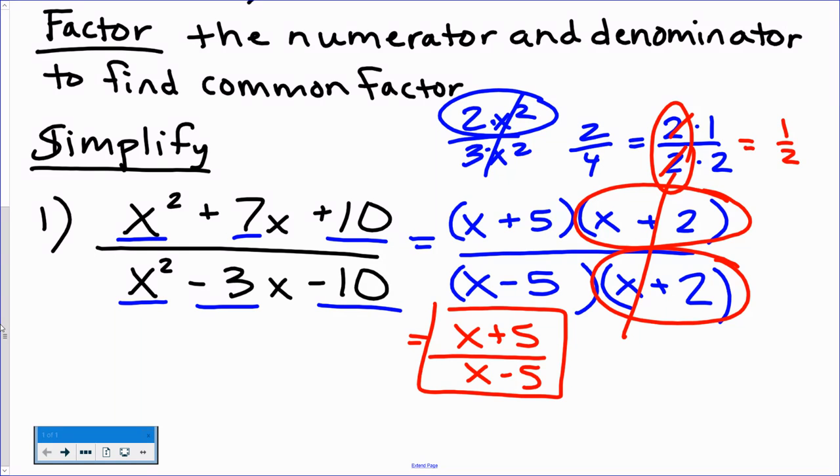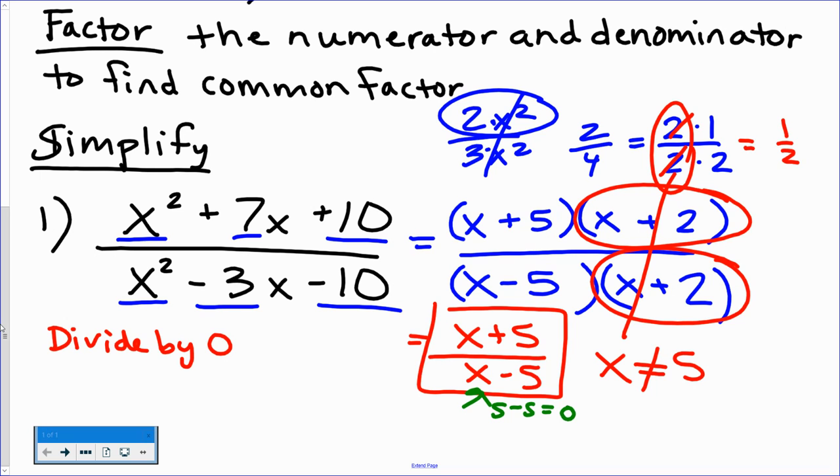Something else that you'll be asked to do will be to find the restrictions on your variable. So your restrictions are going to come from what x could never equal. Because we have all these variables in our denominator, remember you cannot divide by 0. So that's what you're finding in your restrictions. Okay, so we could not have 5 be the answer for x because 5 minus 5 would be 0 and we can't divide by that number. So we could never have 5.